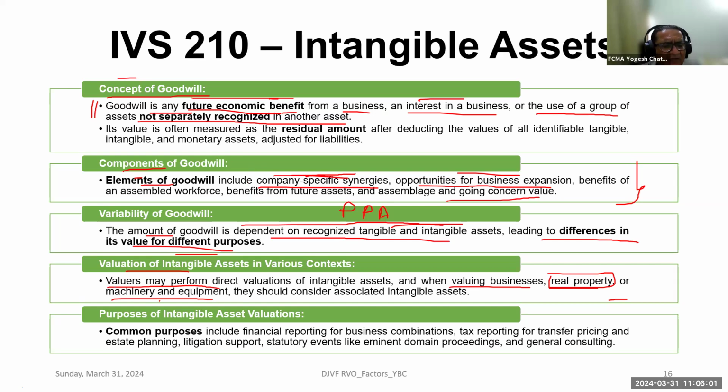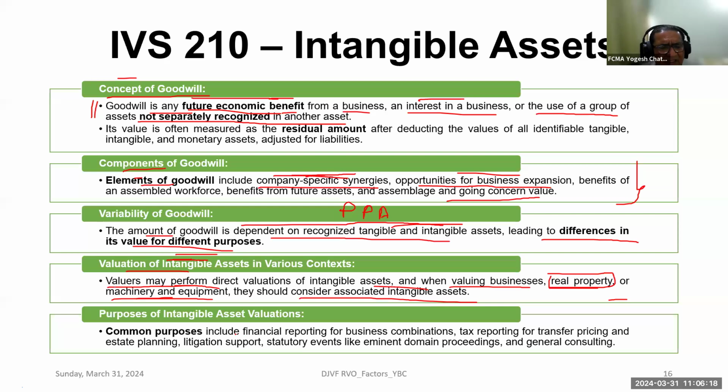So all types of software are part of intangible assets. So in the valuation of machinery and equipment, we need to do the valuation of intangible assets. So that should consider associated intangibles.